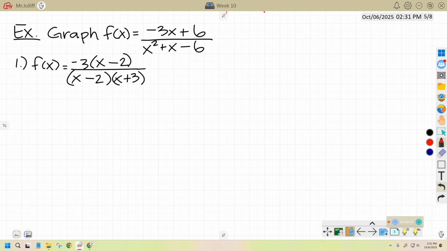Common factor of x minus 2 on top and bottom. So the reduced function is just -3 over x plus 3. And that tells me, for my next step, I know I have a hole at x minus 2 equals 0, or x equals 2. I'm not going to do anything with that yet. That's going to come later. But I need to remember that when I go to draw my graph. I canceled the x minus 2 term, so that's where I have a hole.